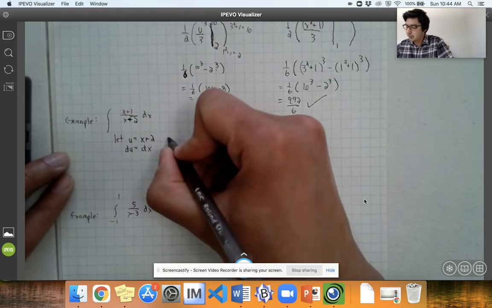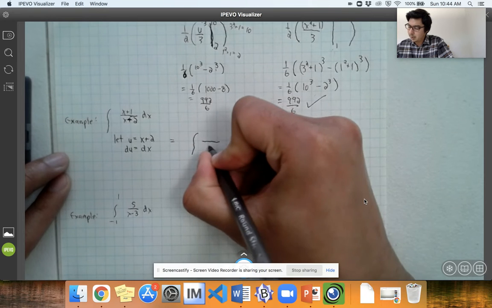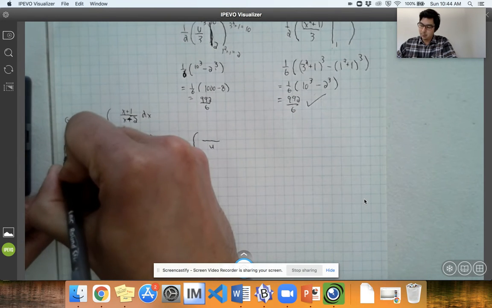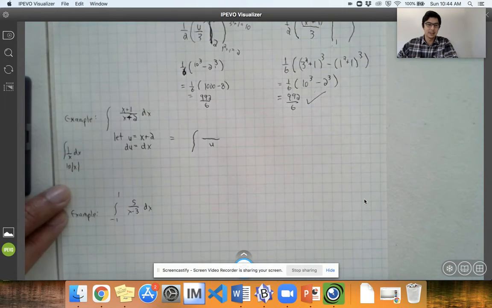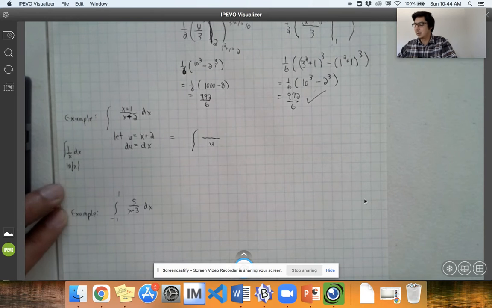How do we rewrite this same integral? Well, that's equivalent to writing the integral. Well, u is going to be on the bottom. And typically, I like u on the bottom because the integral of 1 over x is the natural log of the absolute value of x. So I like using u on the bottom because the natural log comes in handy.